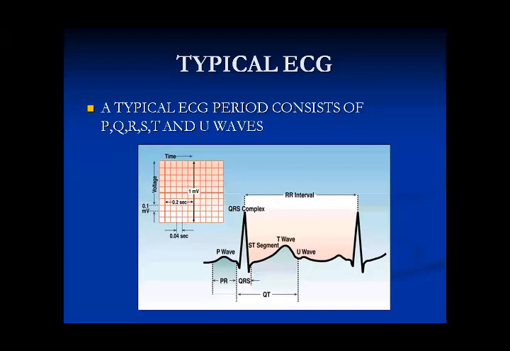These are the waves. Now, going further, there are some intervals. One is this PR interval. The other one is the QT interval, right? So two intervals. And then there are two segments. The one is the PQ segment, right? And the other one is the ST segment. I can show that a bit.